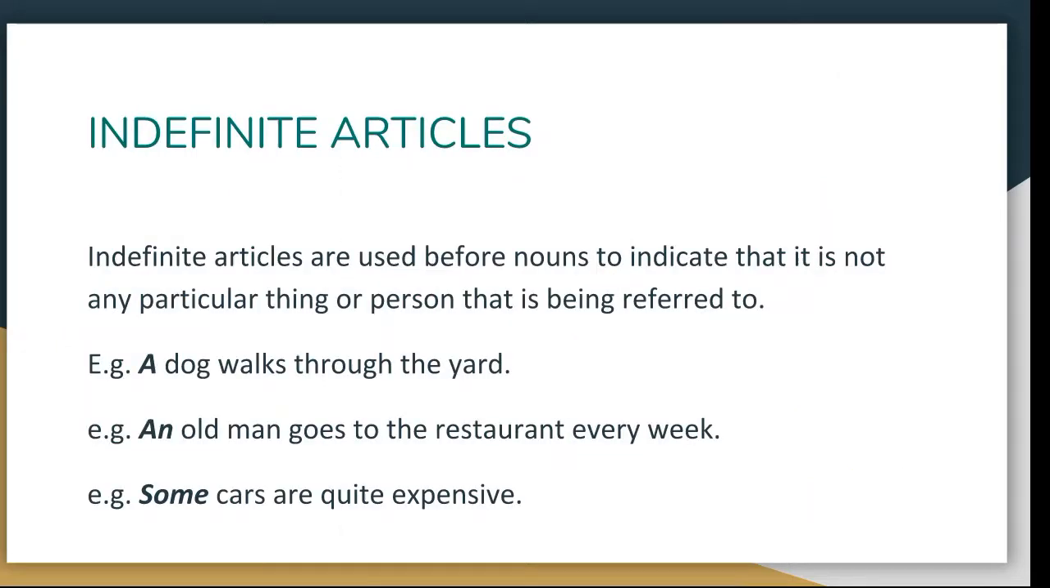Now let's take a look at indefinite articles. Now these are used before nouns to indicate that it's not any particular thing or person that's being referred to. So if I say, for example, a dog walks through the yard, could be any dog. An old man goes to the restaurant every week, could be any old man. And some cars are quite expensive. I could be talking about any set of cars in general. So that's the main idea behind indefinite articles.